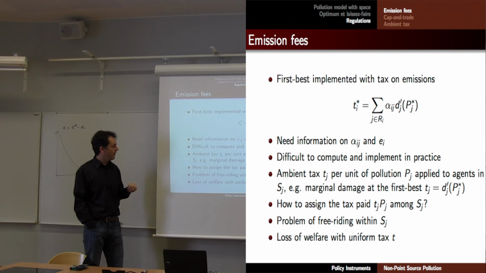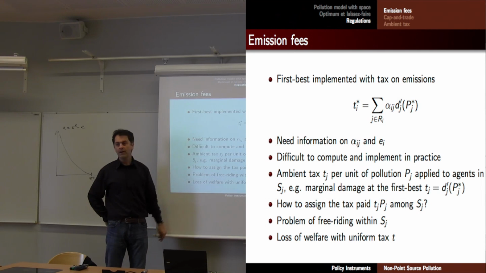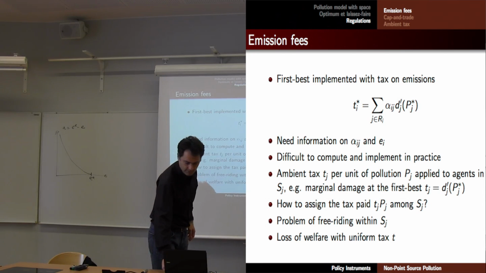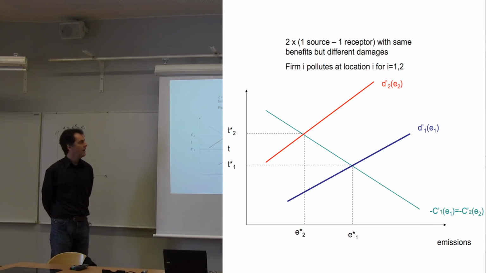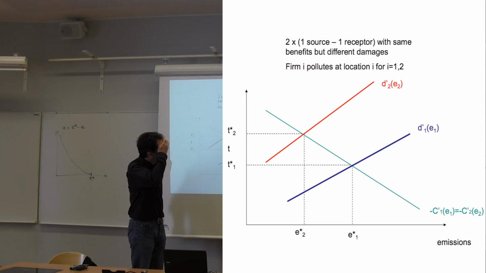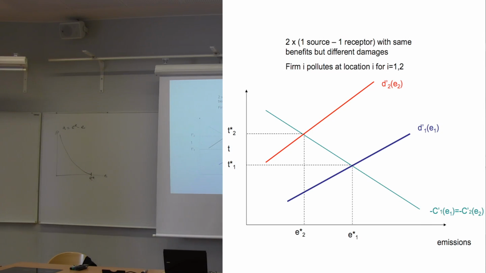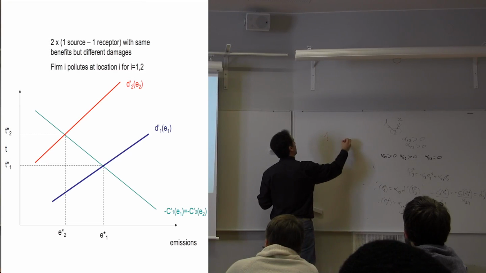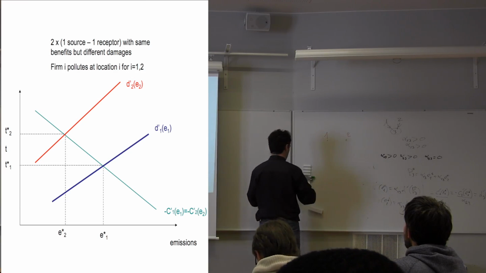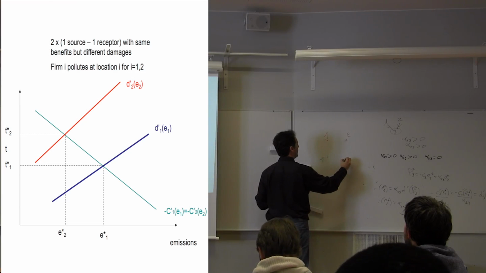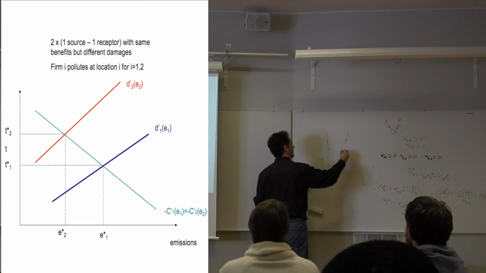Okay, so you can of course set a uniform tax on emissions, but then you don't implement the first best. So for instance, this is an example in which you suppose you have two polluters, 1 and 2. So let me make a picture. Consider two problems: 2 polluters and 2 victims, or receptors of pollution, and the pollution goes from each polluter to each victim.